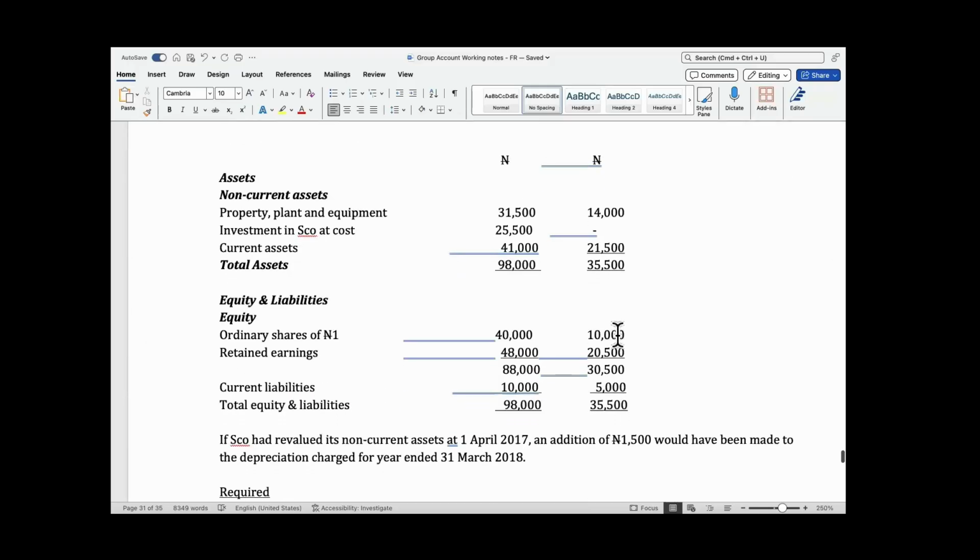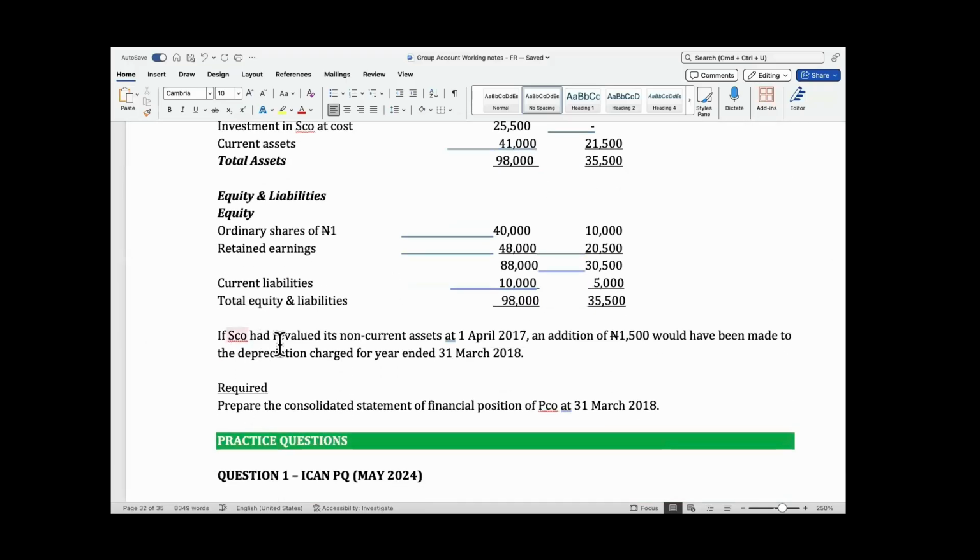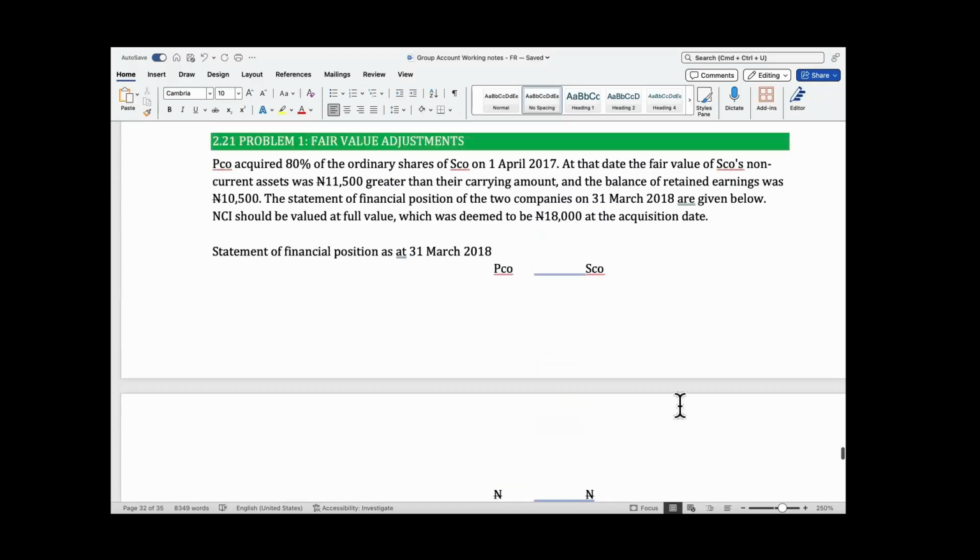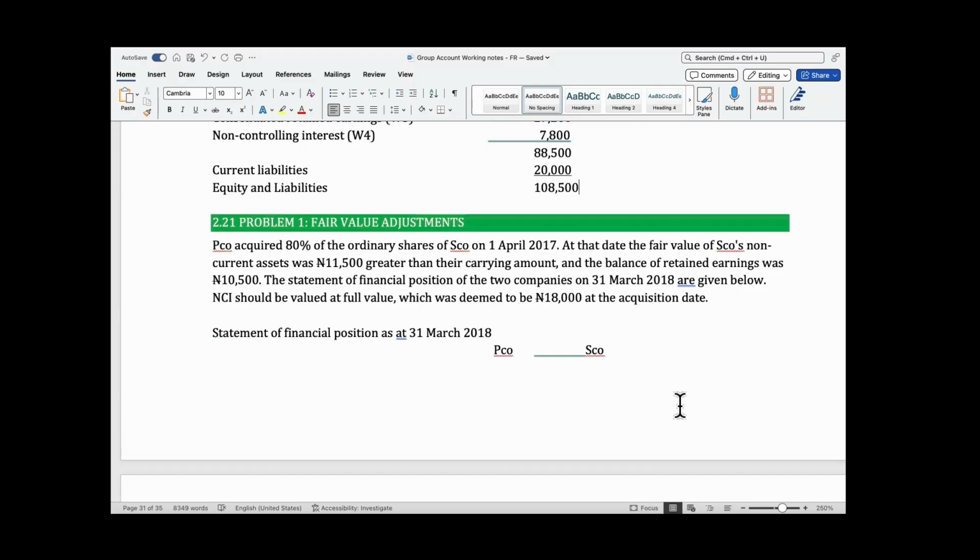And then we're given this. If ESCO had revalued its non-current assets at 1st April 2017, an additional 1,500 would have been made to the depreciation charge for the year ended 31st March 2018. Prepare the consolidated statement of financial position of PICO at 31st March 2018. Okay. Now for this one, there's no new thing here. I've done this for you before.